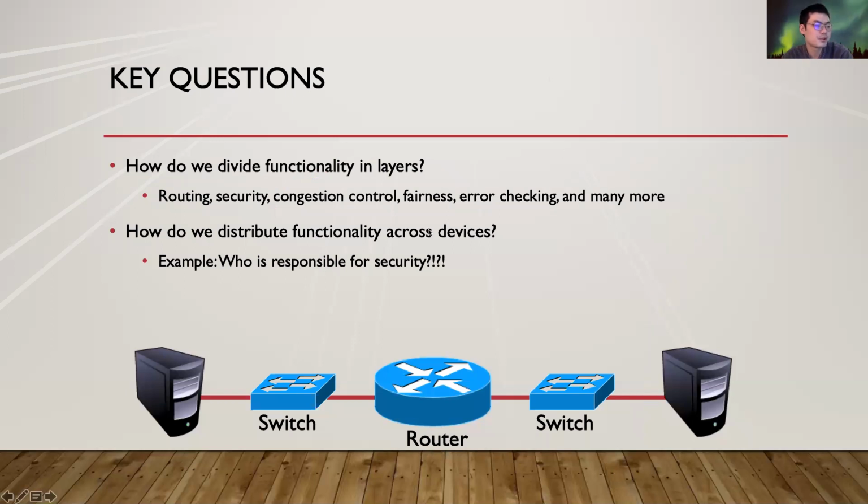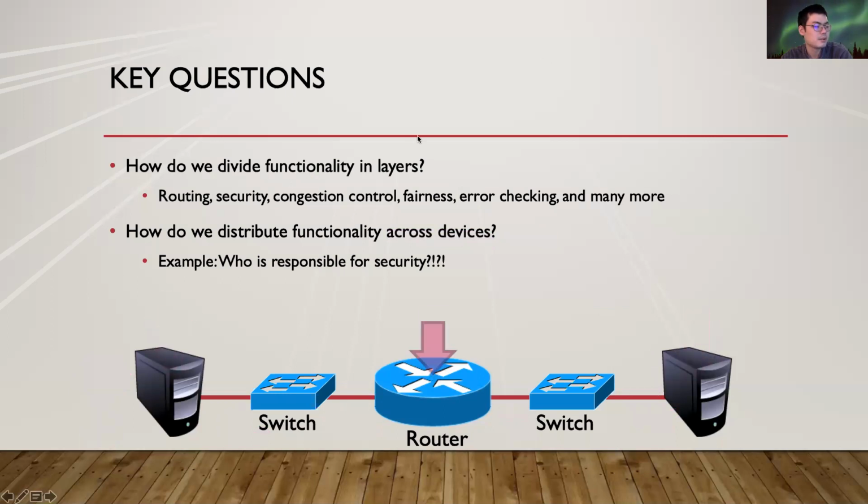But how do we distribute the functionality across devices, and so also across layers? Each device itself has many layers. Some devices only have some of the bottom layers, and some have all the layers. When we say we distribute the functionality across devices, we are distributing it across the layers of the network.